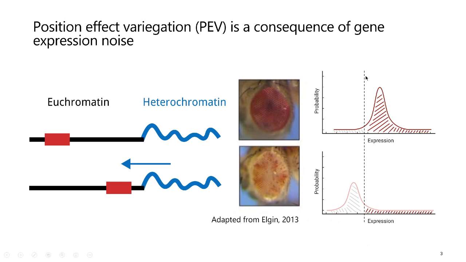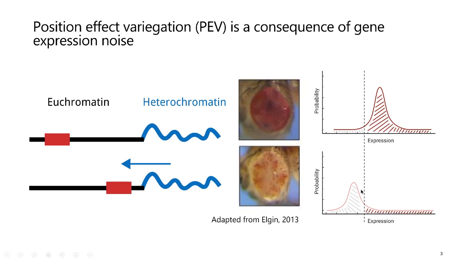So if you have this dotted line, which is a theoretical boundary where everything on the right is going to be a red cell and everything on the left is going to be a white cell, you can imagine that the distribution for a euchromatic locus would be more like this, where it's mostly on the right, while the variegated eye will have a lot more on the left of this line.